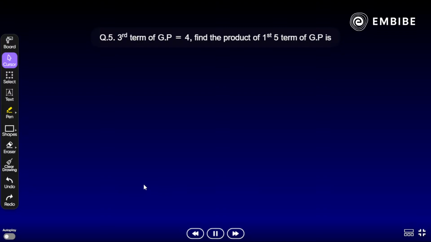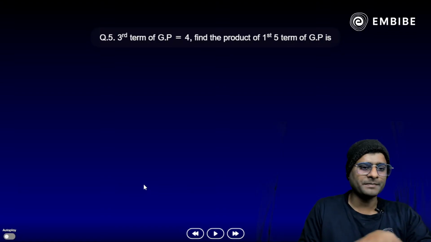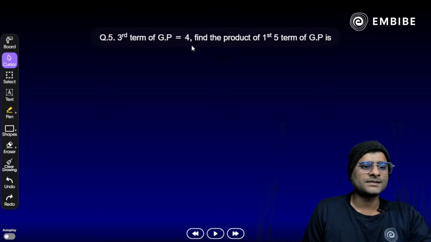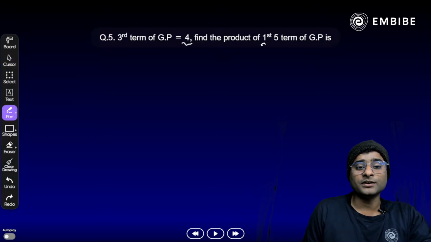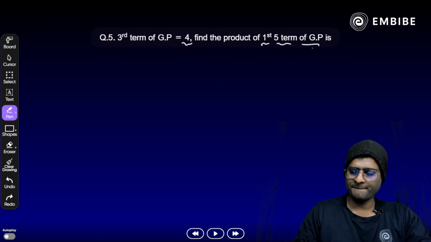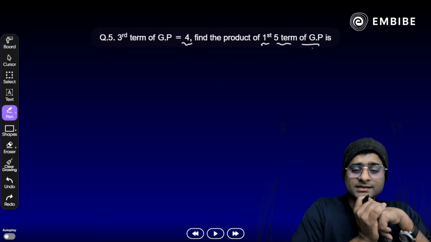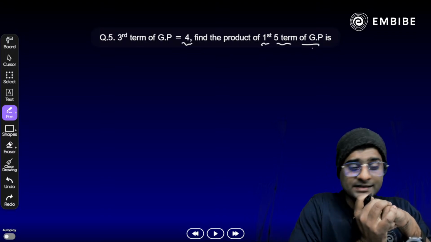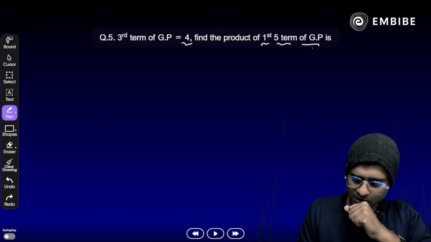Again, one of the easiest questions. It is a fairly easy question in front of you. Yes, do it quickly, so easy and simple. Third term of a GP is given. It's 4. You know the third term of the GP, that is 4. Find the product of the first 5 terms of the GP. Take your time. It's a fairly easy question. Yes, you can take 30 seconds for this. What will be the answer? Okay Anushka, all right.